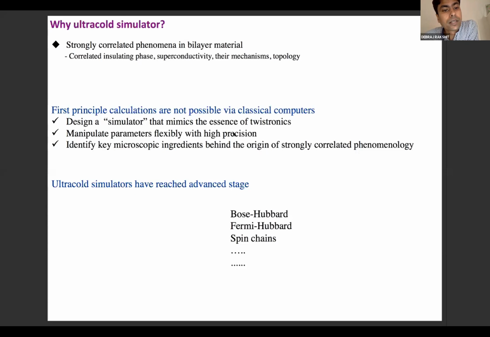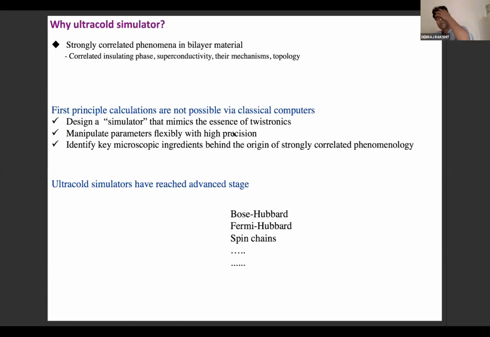So what I think is that if we could build a simulator which could mimic at least the essence of twistronics, then we will have the advantage that we can manipulate these parameters very flexibly and with high precision. And most probably that could help us identify the key microscopic ingredients behind the origin of this strongly correlated phenomenology. So this is the motivation.